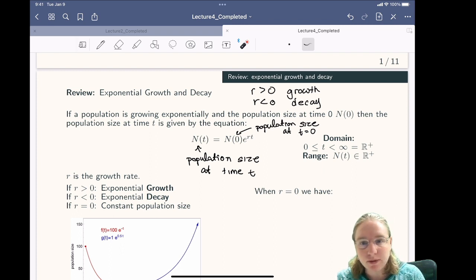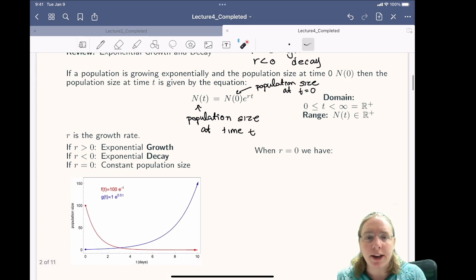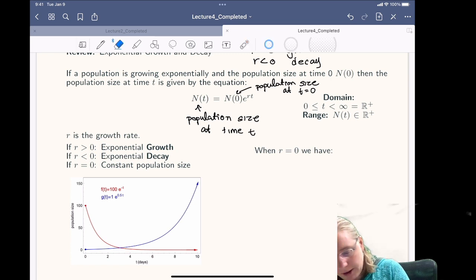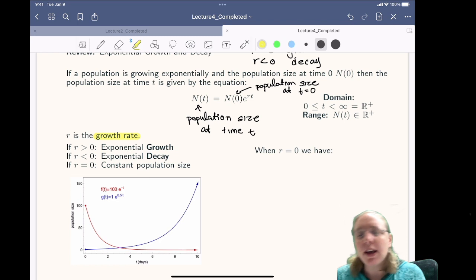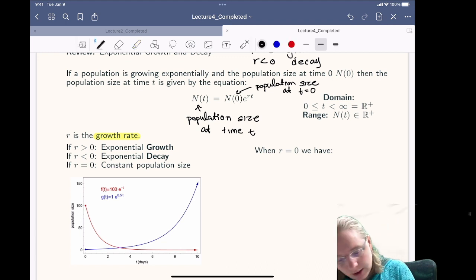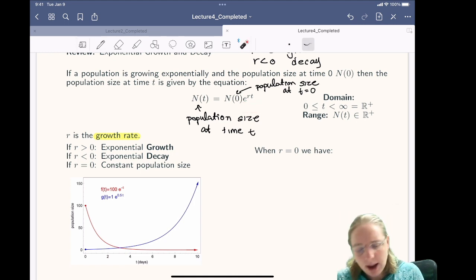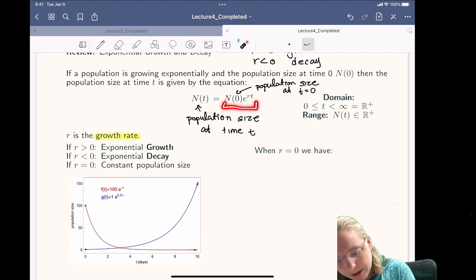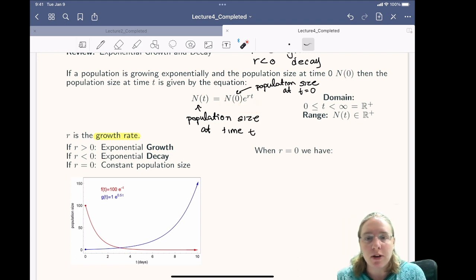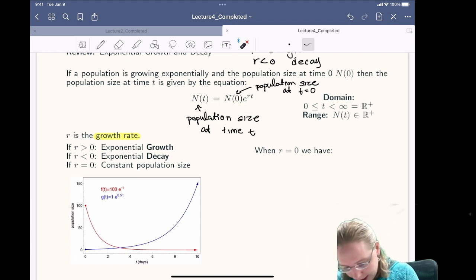So r here, in this particular iteration of the exponential function, is known as the growth rate. If r is less than 0, then it is actually a decay rate. So we can either have growth or decay. And since this term here has a y-intercept of 1, and we're multiplying that y-intercept by N0, our new y-intercept is actually going to be N0.